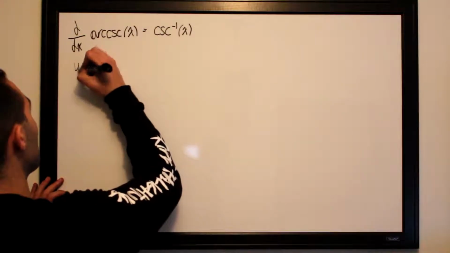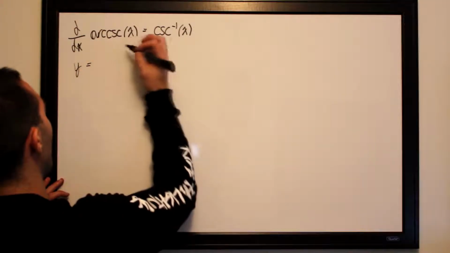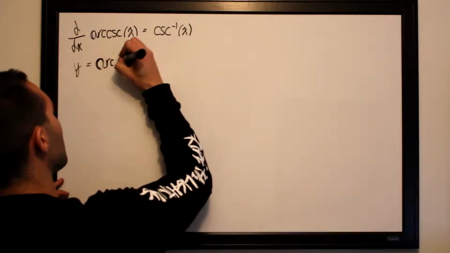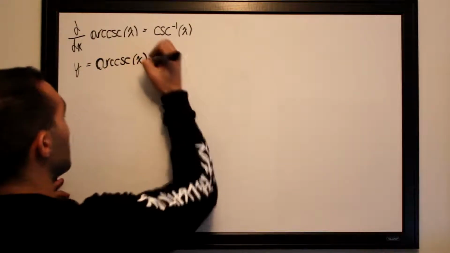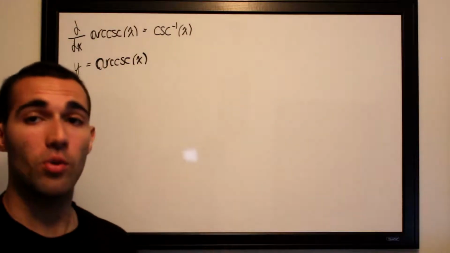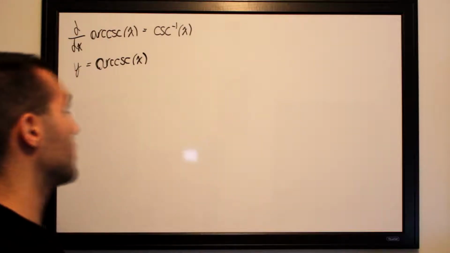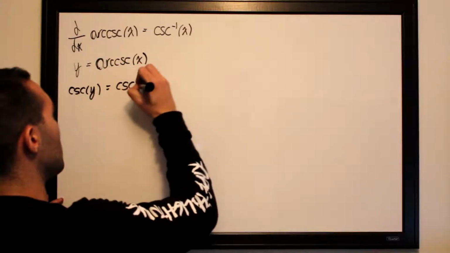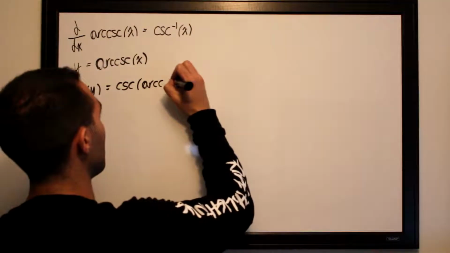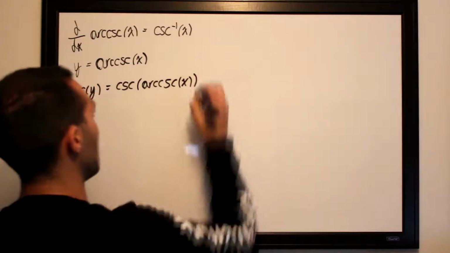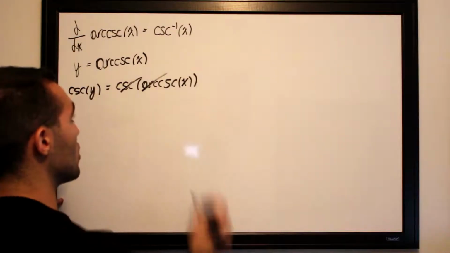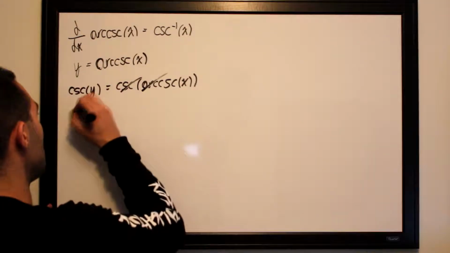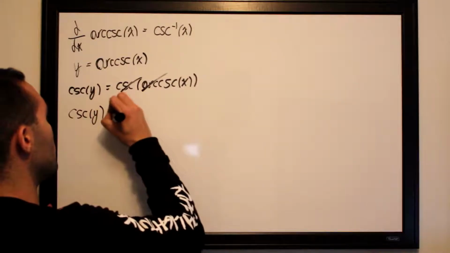So first thing we'll do is take our function and set it equal to y. Since our function y is equal to arc cosecant of x, we will take the cosecant of both sides in order to isolate for x. So cosecant of y is equal to the cosecant of the arc cosecant of x. Now the cosecant and the arc cosecant cancel each other out here. All we'll have left on this side is x. So cosecant of y is equal to x.